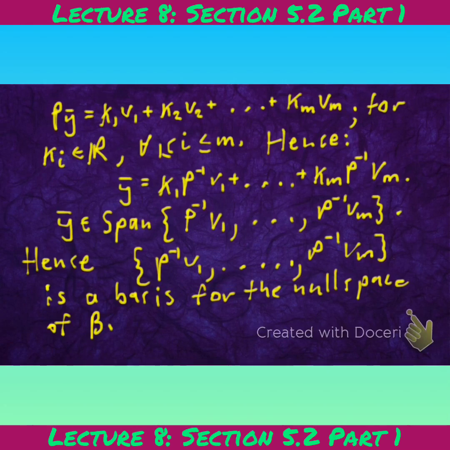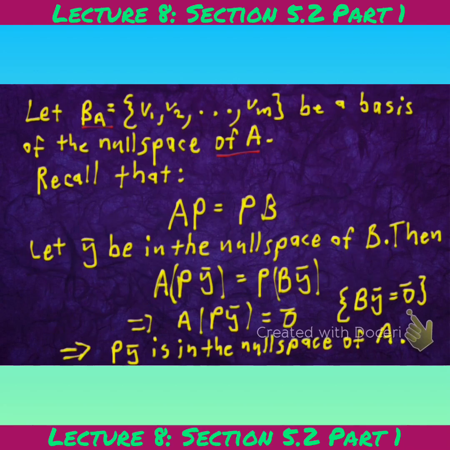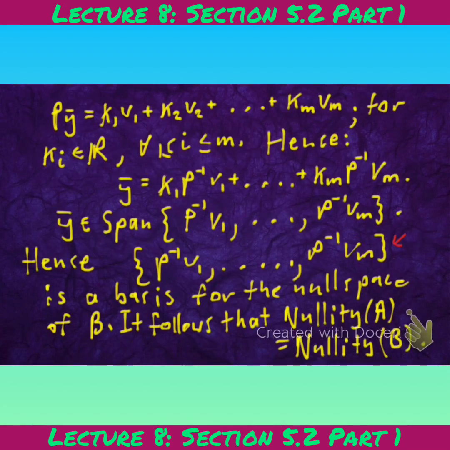So what is the dimension of the null space of B? The dimension of the null space of B is M. And what is the dimension of the null space of A? It's M. It's the same, right? So it follows that the nullity of A is the same as the nullity of B.